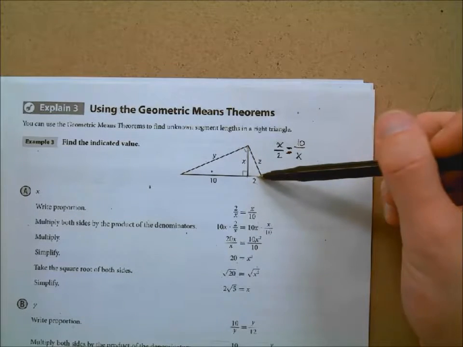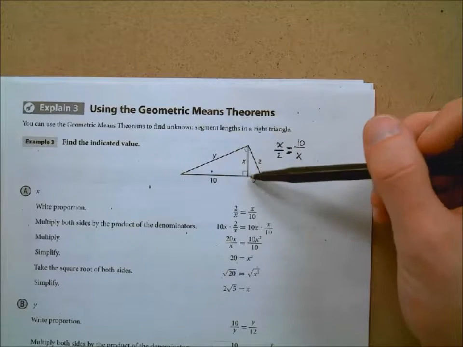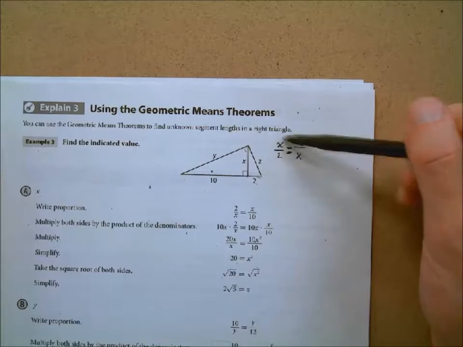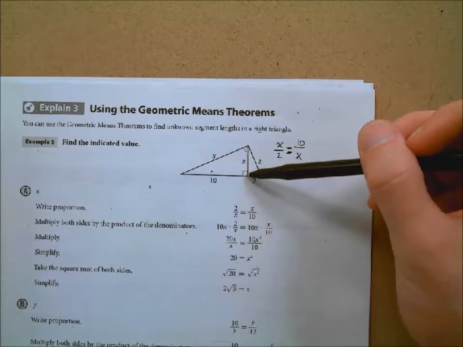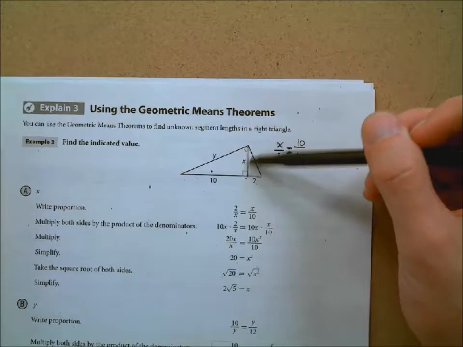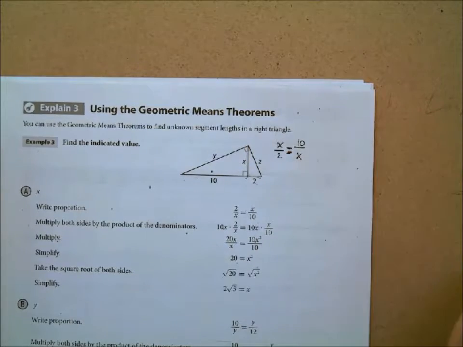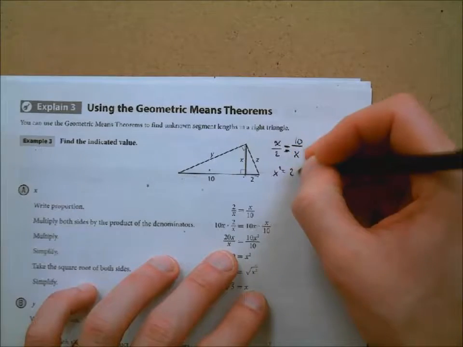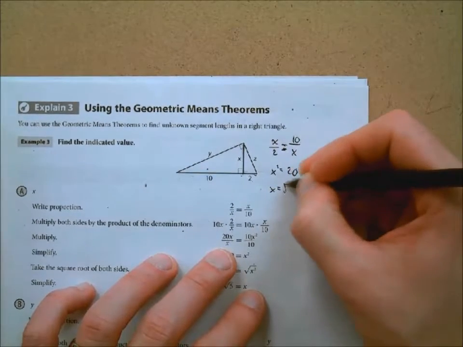I know it's a little confusing because we've got a lot of triangles going on here, so let me go through it one more time. The x here we're matching up to the 2, because x is the short leg of the medium triangle over the short leg of the small triangle, so x over 2. In addition, 10 is the long leg of the medium triangle, and that matches to x, the long leg of the small triangle. So 10 over x.